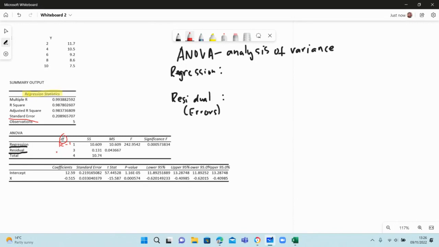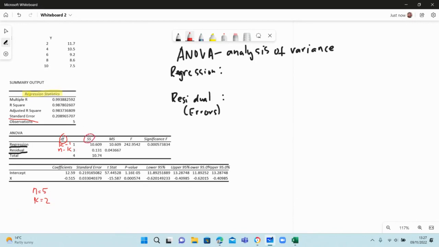For the residual part, the degree of freedom is computed by carrying out the operation n minus k, where n is the number of pairs that we have in our table of values. In this case, n is equal to 5, and k is equal to 2 again, because we have only two variables. And so when we subtract k from n, we get the value 3.